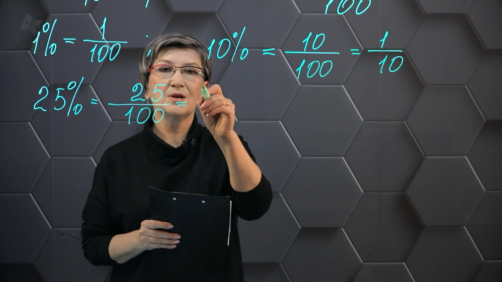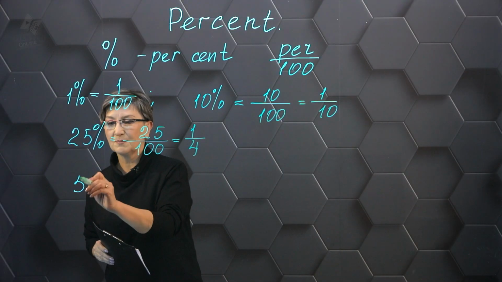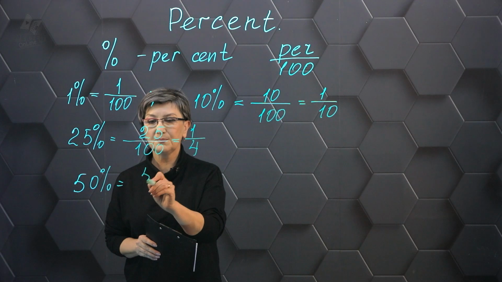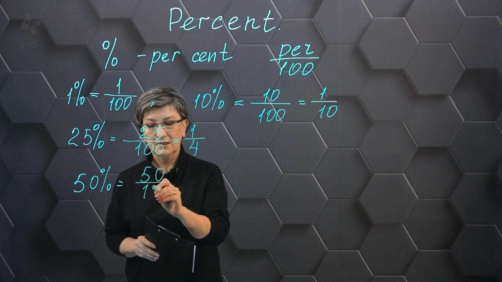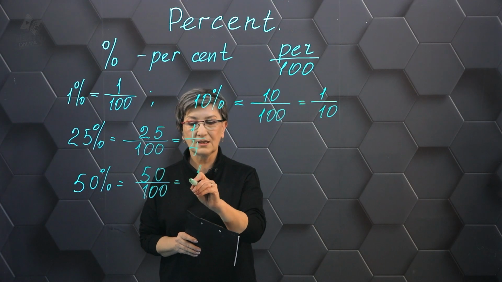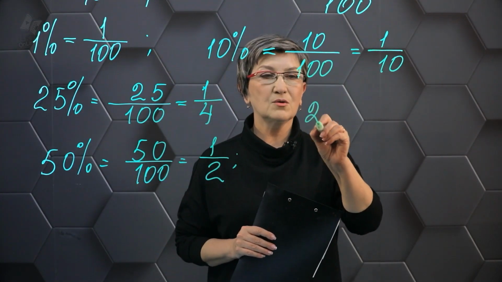Write 50% as 0.5 in decimal. And if we simplify this fraction, I will end up with 1/2.